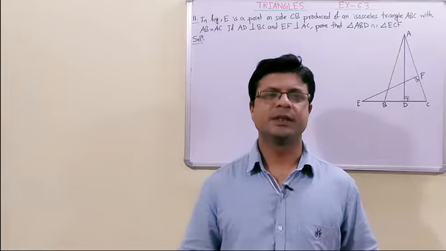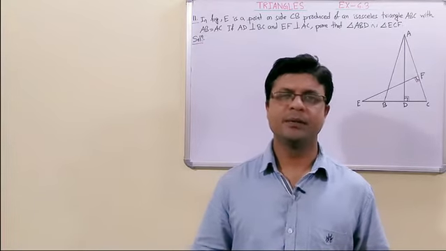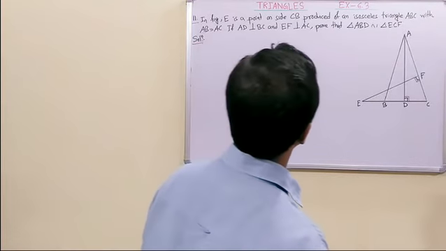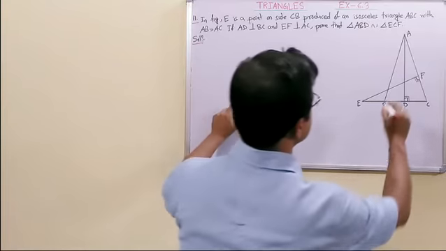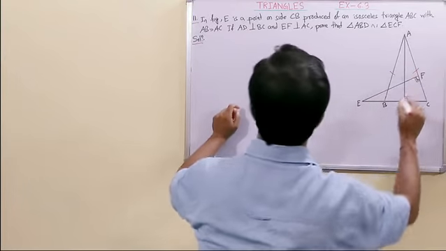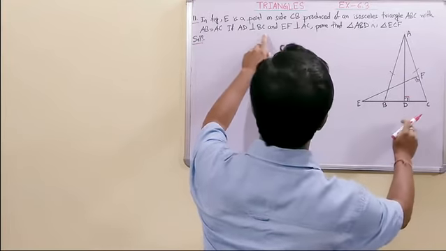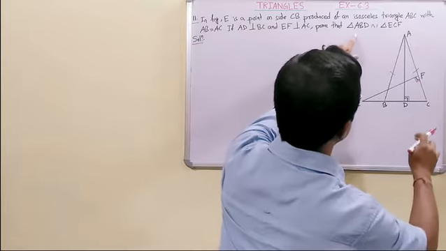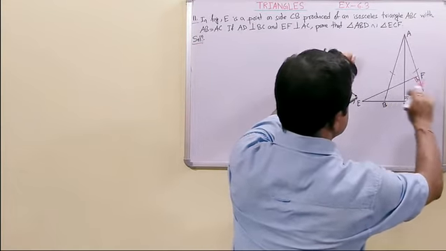Hello students, we are in the chapter Triangles and in Exercise 6.6. Let us begin with question number 11. Let us read the question. In the figure, E is a point on side CB produced of an isosceles triangle ABC with AB equal to AC. If AD is perpendicular to BC and EF is perpendicular to AC, we have to prove that triangle ABD is similar to triangle ECF.